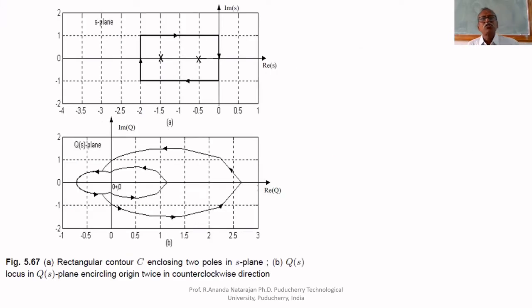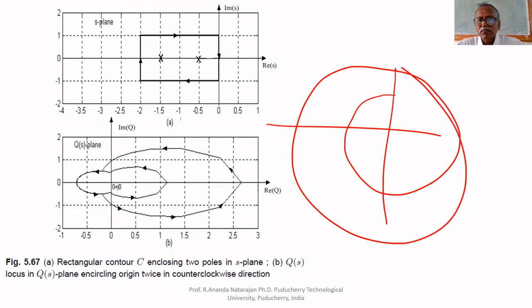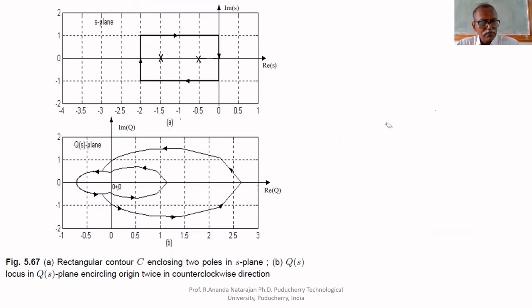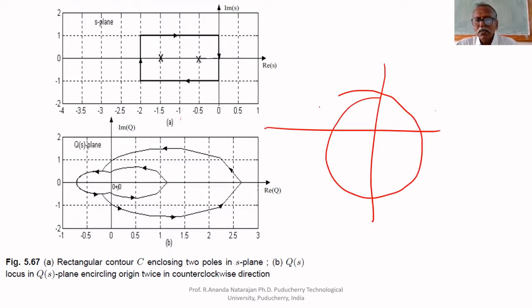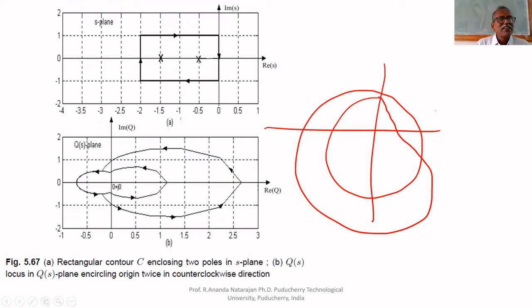Suppose I am having two poles inside the contour. If I do the mapping, it will encircle the origin twice. If two poles are inside, that is mathematics.